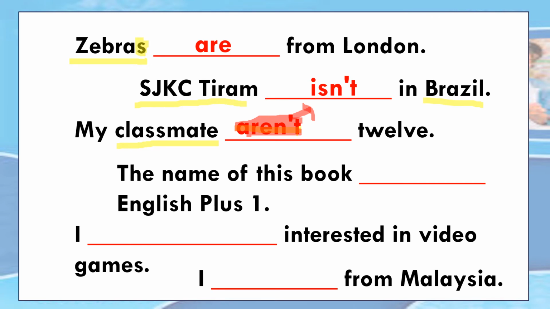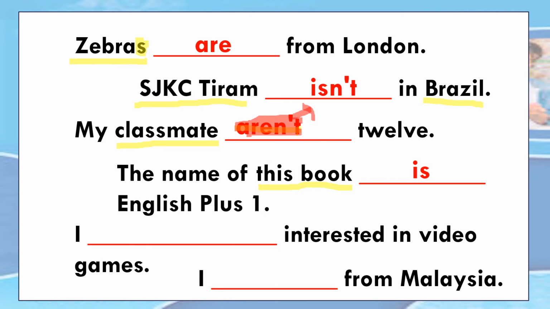The name of this book, English Plus One. Okay, so what you're studying for year 5, the book's name is English Plus One. So the answer is this book. There's no S, only one. The answer is. Next one, I interested in video games. Okay, for this one, there are two answers.